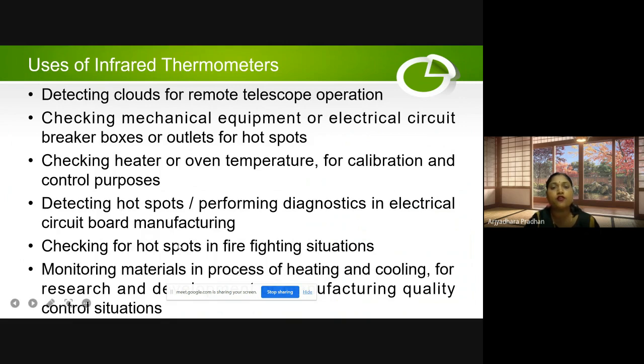Then you have checking for hotspots in firefighting situations, and monitoring materials and processes of heating and cooling for research and development or manufacturing quality control situations. So these are some of the listed uses of infrared thermometers.